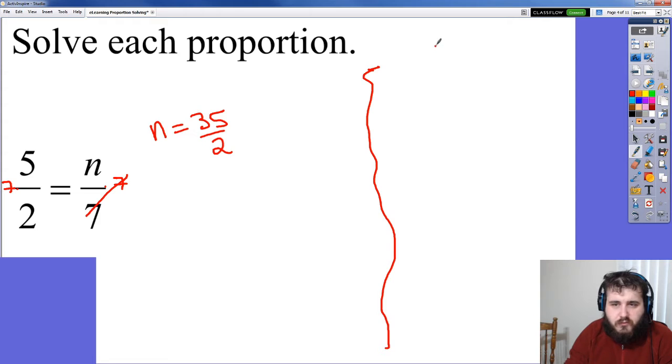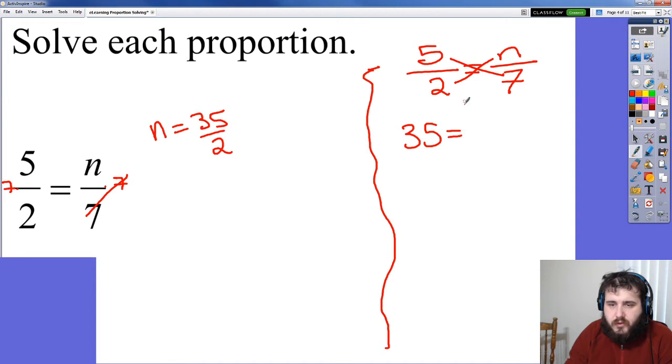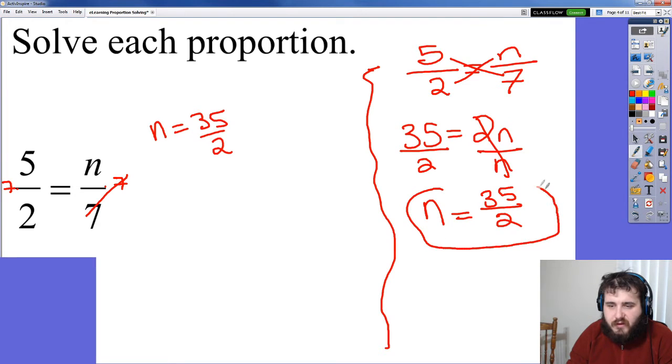Great, fine, awesome. If you're using cross products to solve, remember you cross multiply, then divide. 7 times 5 is 35. 2 times n is 2n. And then you can divide both sides by 2 to make n go by itself. And so you have n equals 35 over 2. Notice I got the same exact answer either way. It just really depends on how you like it.